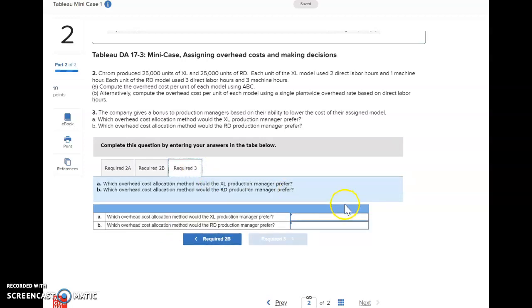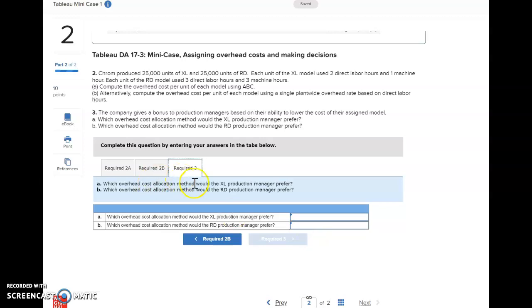And then requirement 3 says, which method would the XL production manager prefer? Well, it's going to be either would they prefer to use the ABC or would they prefer the plant-wide rate? Well, obviously, they would prefer whichever method is going to assign the smaller amount of overhead. Okay, so you'll see one of them, plant-wide rate gives them a smaller amount, and then the other product, ABC, gives them the smaller amount.